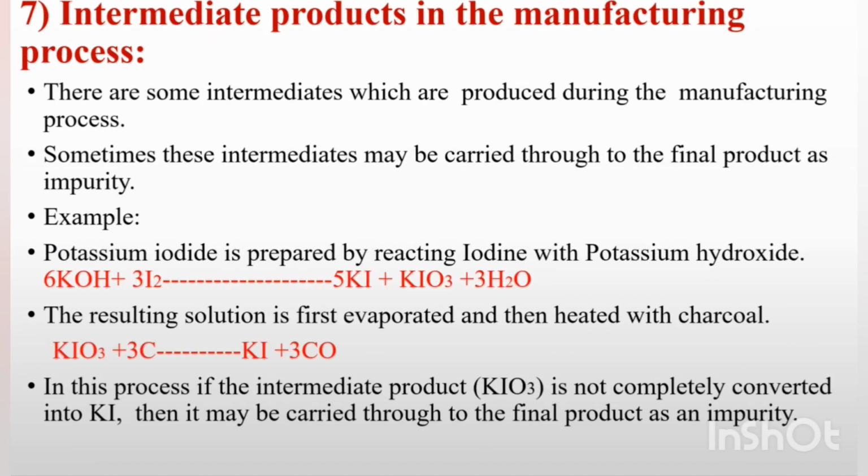Next is the intermediate product in the manufacturing process. There are some intermediates which are produced during the manufacturing process. Sometimes these intermediates may be carried over to the final product as impurities. For example, potassium iodide is prepared by reacting iodine with potassium hydroxide. The resulting solution is first evaporated and then heated with charcoal. In this process, if an intermediate product is not completely converted into potassium iodide, it may be carried through to the final product as an impurity.